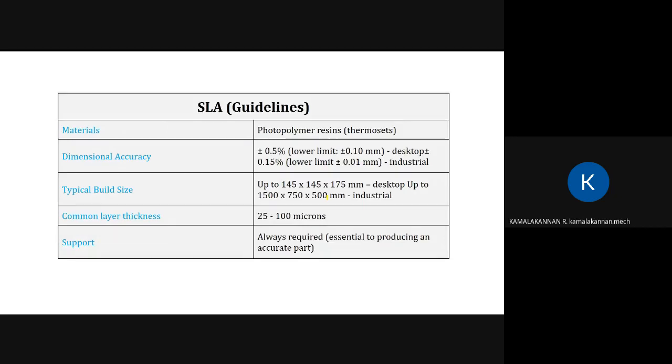Even smaller you can achieve, but that might be for showcase. Normally the prototype should be in a handy manner to hold. So minimum the build size will be 145 by 145 by 175. Common layer thickness is 25 to 100 microns, depending on the type and size of machine, but in general it will be between 25 and 100 microns. Support, of course, is always needed, even for top to bottom or bottom to top. Bottom to top, you need very proper and accurate support to get a good product.